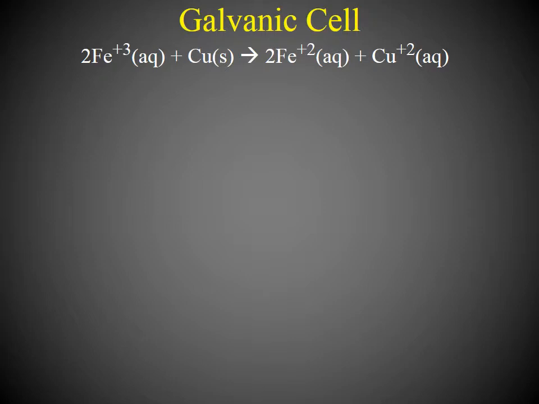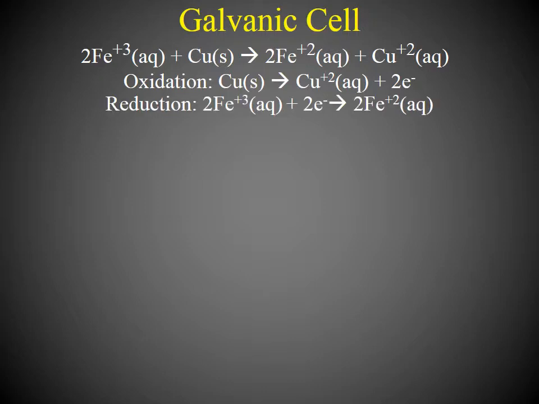So let's look at this particular reaction and let's break it up into half reactions. If we do that, we have oxidation taking place with copper and reduction taking place with iron 3, because iron 3 is going to iron 2, and in order to do that it has to gain an electron. In other words, every mole of iron 3 is gaining an electron in order to go to iron 2.